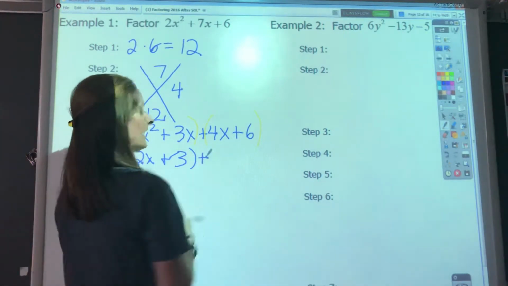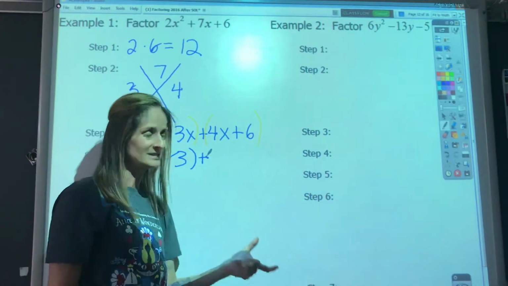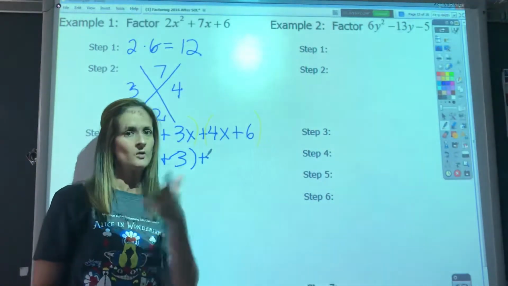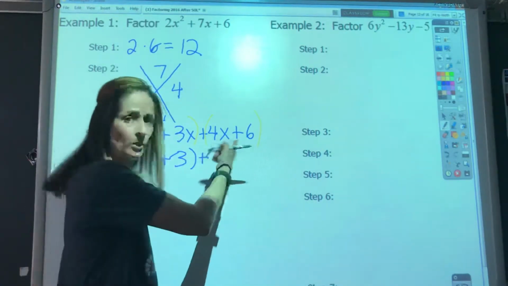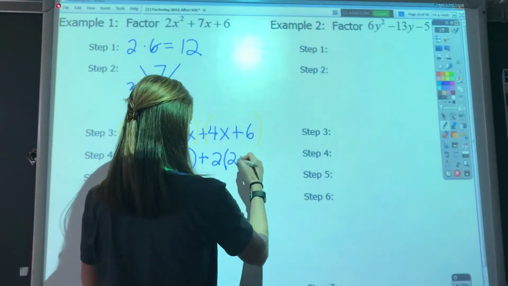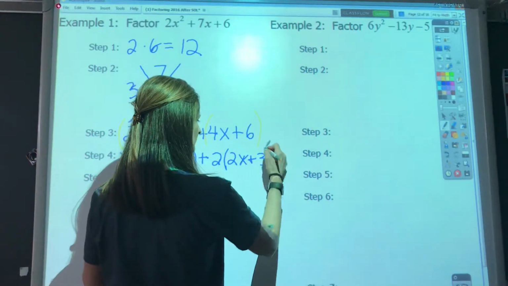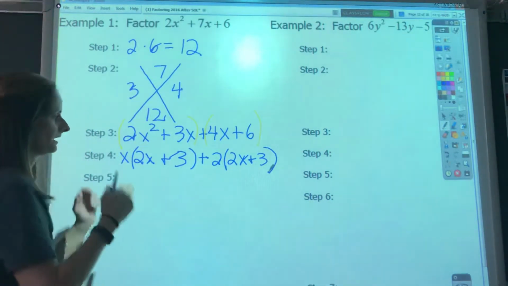Okay? Now, when I pull the GCF out of these two terms, I better get the same thing left in the parentheses, otherwise I made a mistake. So I can pull a 2 out. So 2. Oh, look at that, look at that. 2x plus 3, 2x plus 3, okay?